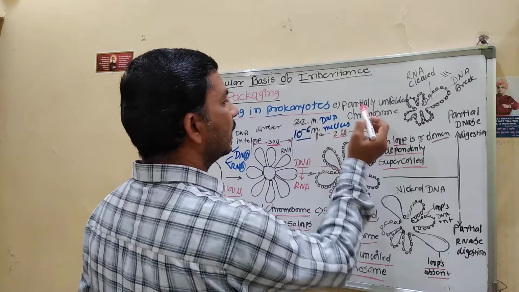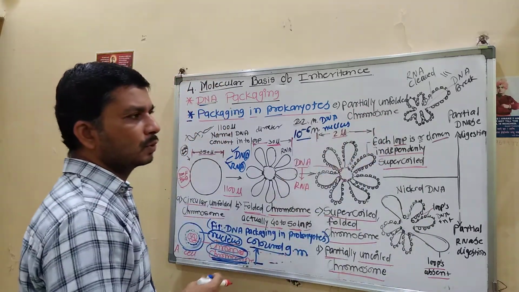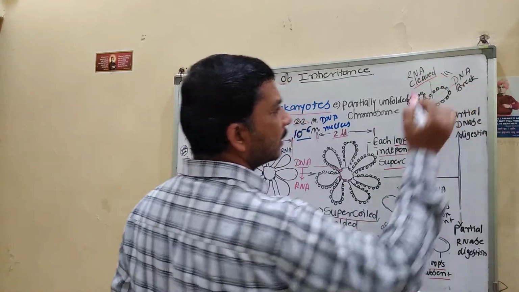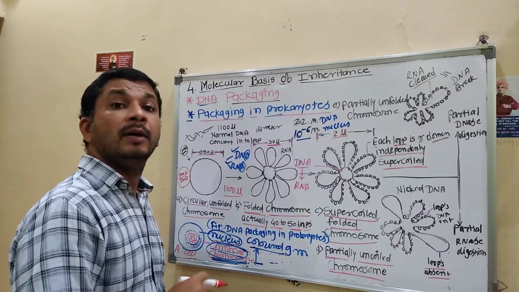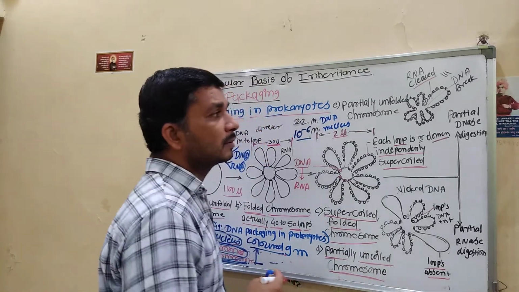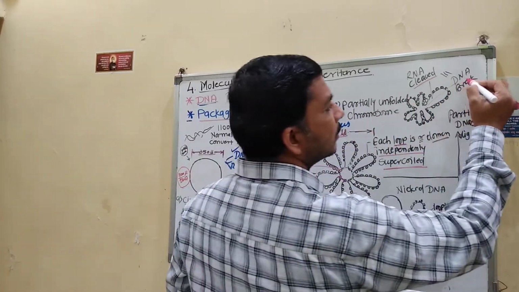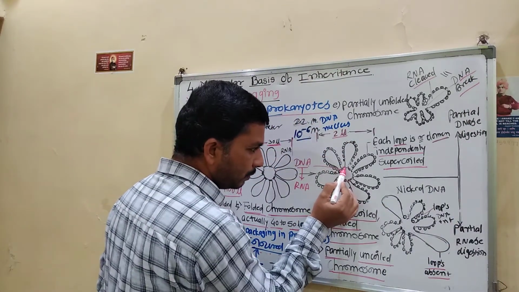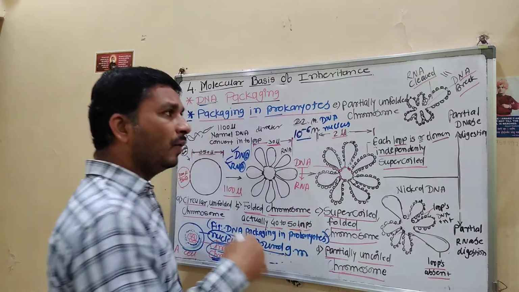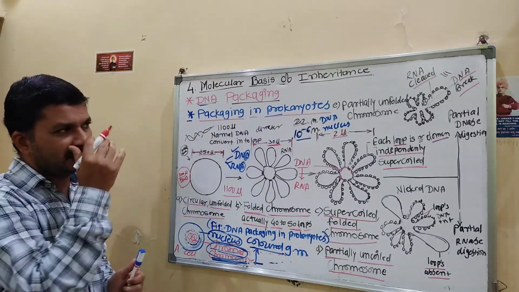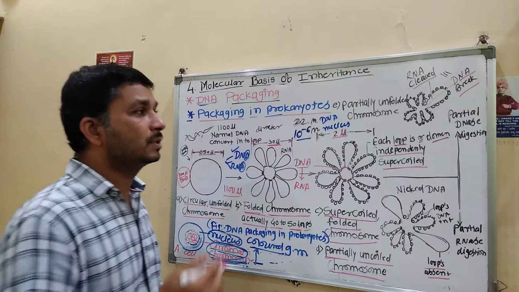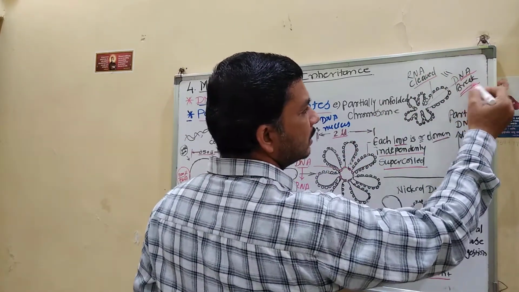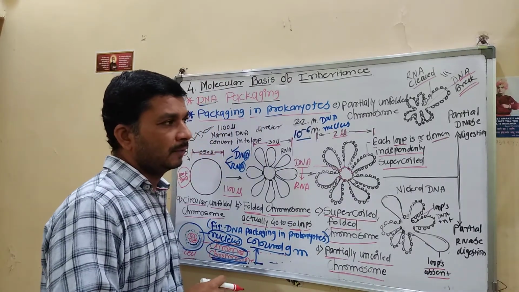And here in the partially unfolded chromosome, unfolded means there is RNA cleavage taking place. That is the breaking of DNA. I told you that here is the presence of DNA. When that cleavage, that partial unfolding of the chromosome takes place, due to that, what happened? The DNA is broken down. Okay.